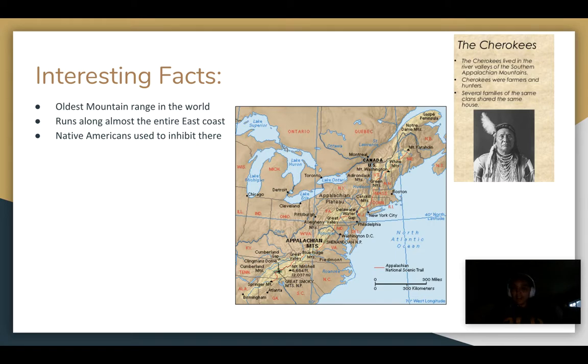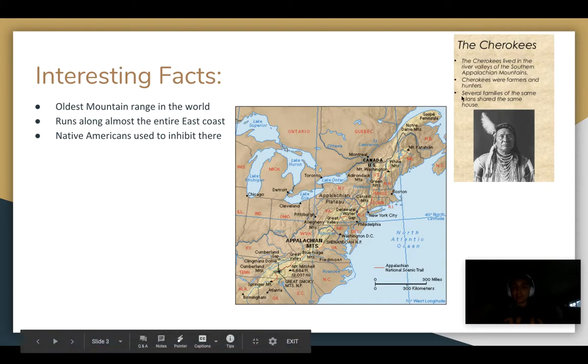And a fun fact is that a Native American tribe used to inhabit the southern part of the Appalachian Mountains. So the Cherokee people used to actually live in the river valleys in the southern Appalachian Mountains.